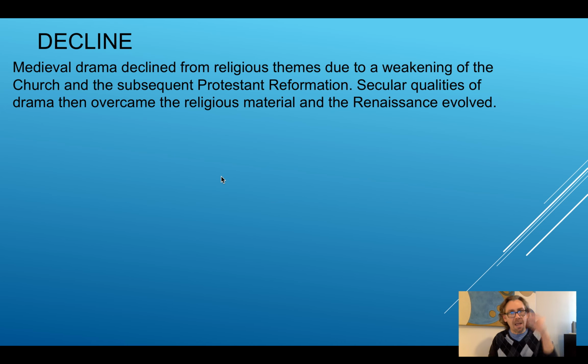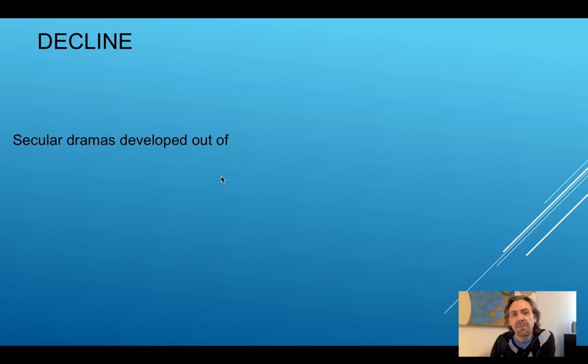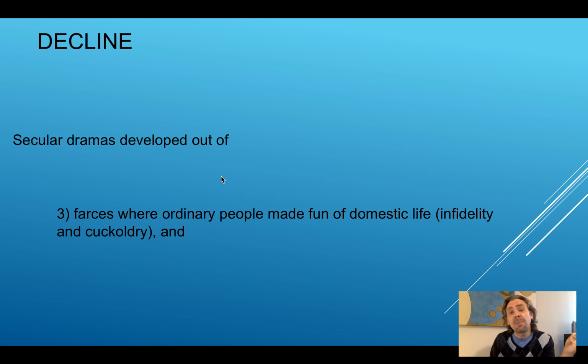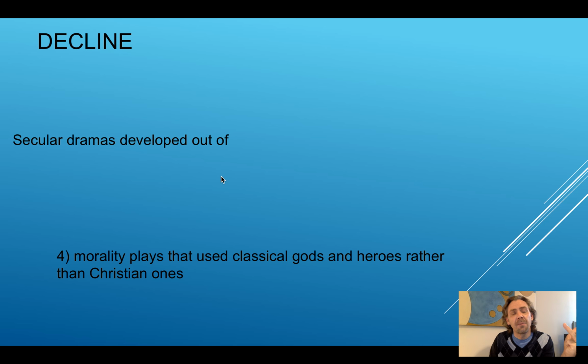Now, medieval drama declined from religious themes due to a weakening of the church and the subsequent Protestant Reformation. As a result, secular qualities of drama overcame the religious material, and the Renaissance developed. Secular dramas developed out of 1, street pageants, like today's parades; 2, the study of Roman plays in colleges and universities; 3, farces, where ordinary people made fun of domestic lives, and things like infidelity and cuckoldry; and 4, morality plays that use classical gods and heroes rather than Christian ones. So the secular plays went back to the ideas that we saw in Greek theater primarily, but also some Roman theater.